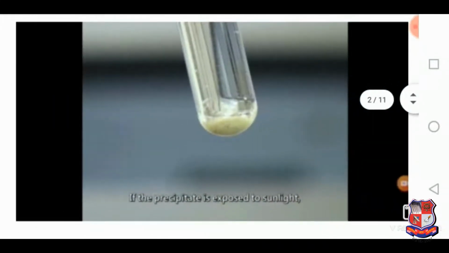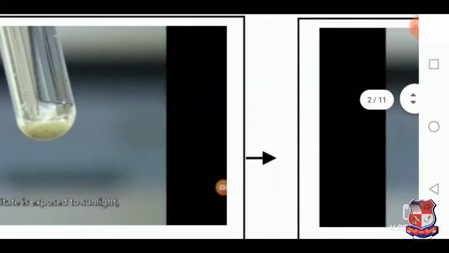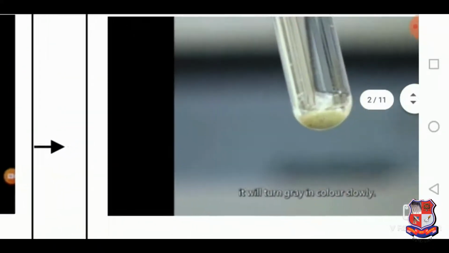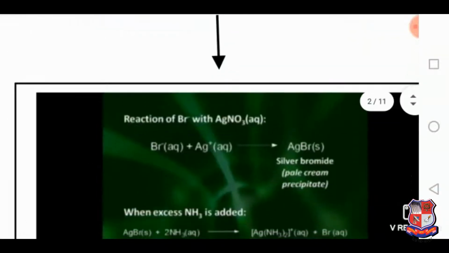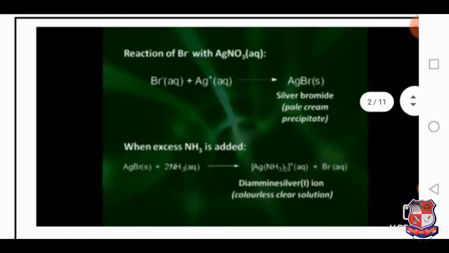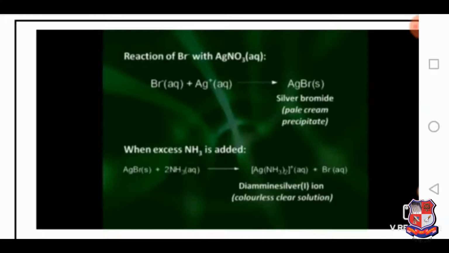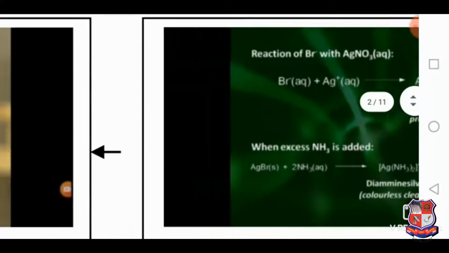And if the precipitate is exposed to sunlight, then it will turn gray in color slowly. This is a reaction of bromide with silver nitrate aqueous solution. And when excess ammonia is added, diamminesilver(I) ion salt is formed, which is a colorless clear solution.